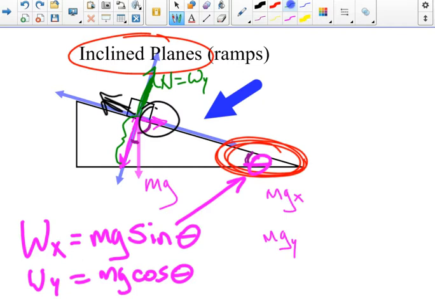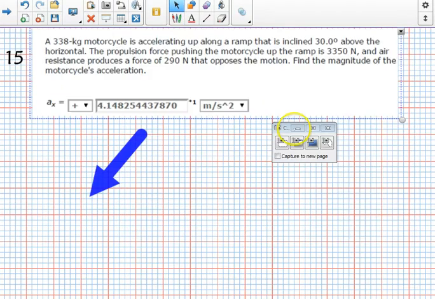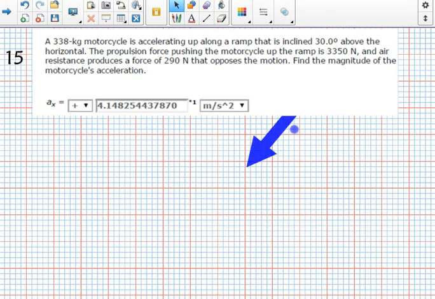Let's look at a problem. So I've got to pull one up here. I'm going to pause the video, and I'll be right back. Okay, so we're going to consider problem 15, the one with the motorcycle. It has a decent number of forces in it. It gives us a chance to work with this whole inclined plane thing.